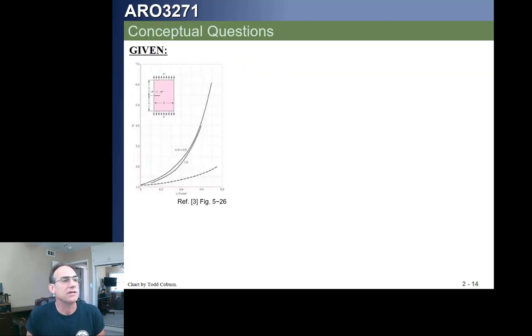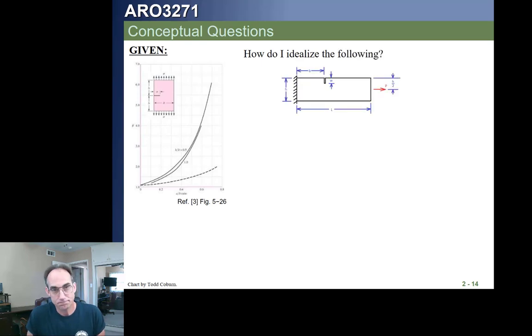Okay, let's look at a couple conceptual questions. How do we idealize this part? Looks pretty clear. Looks like B is just H. It looks like B is actually the H dimension, the distance dimension, and L is the total length.